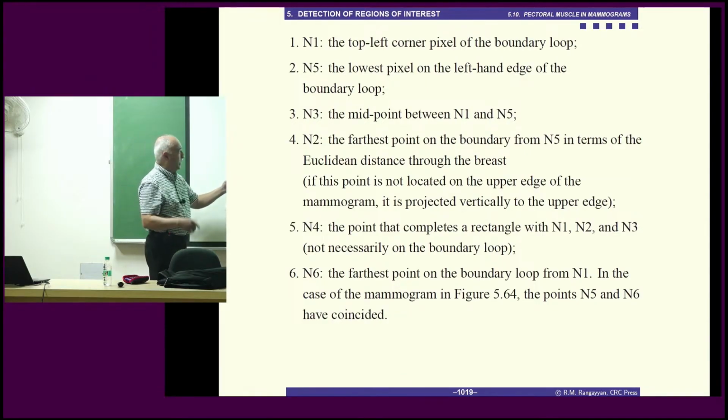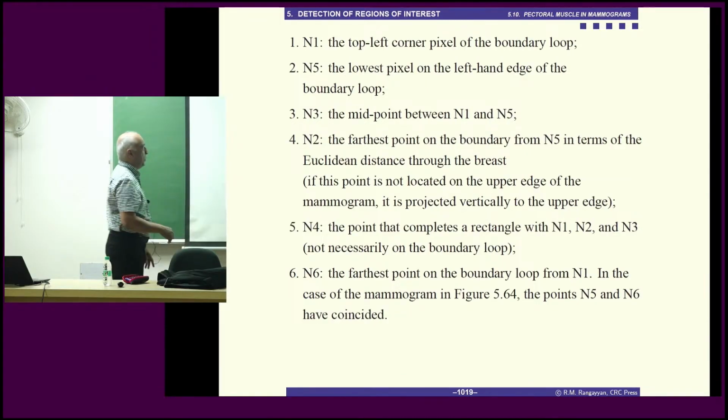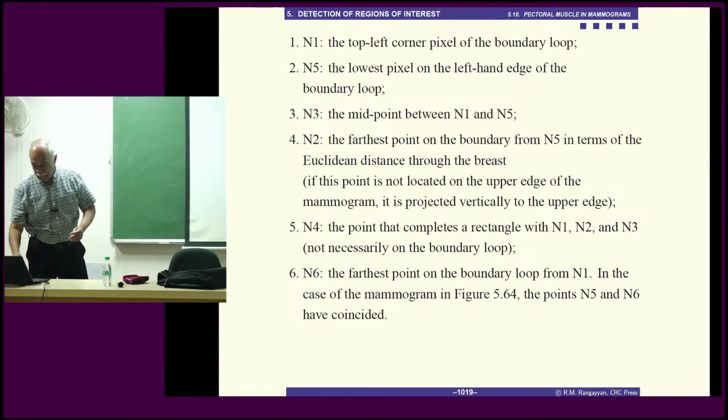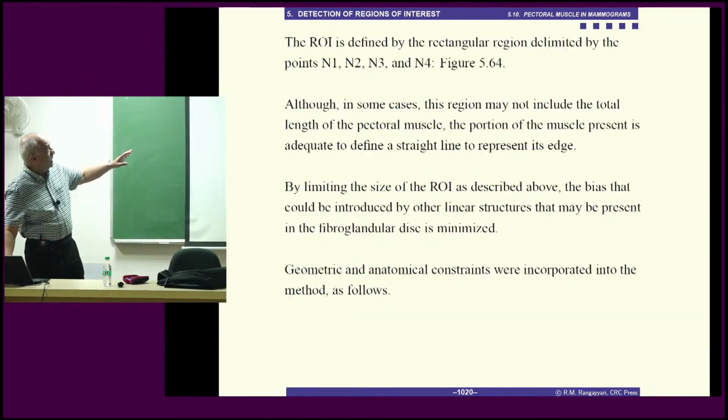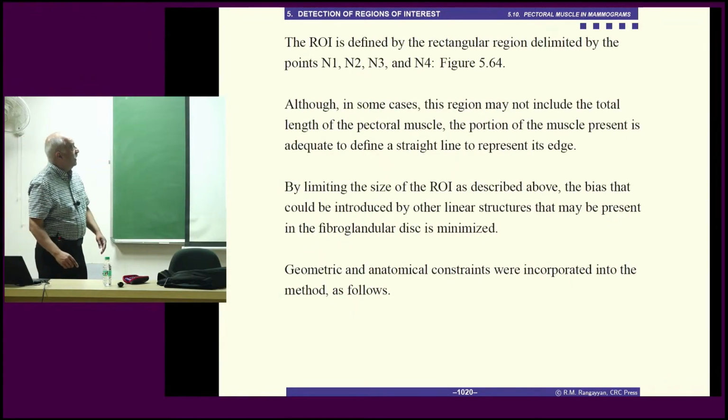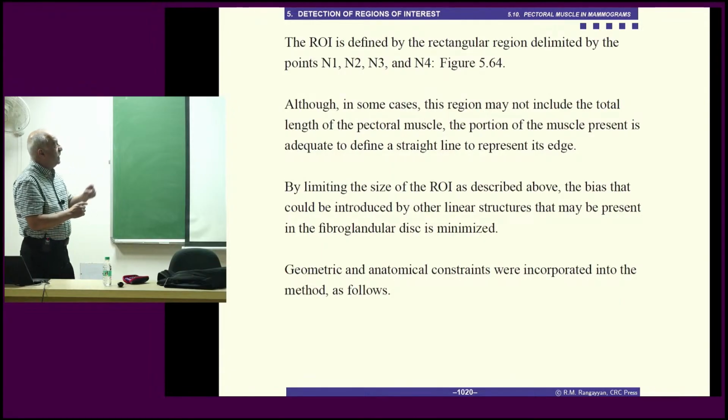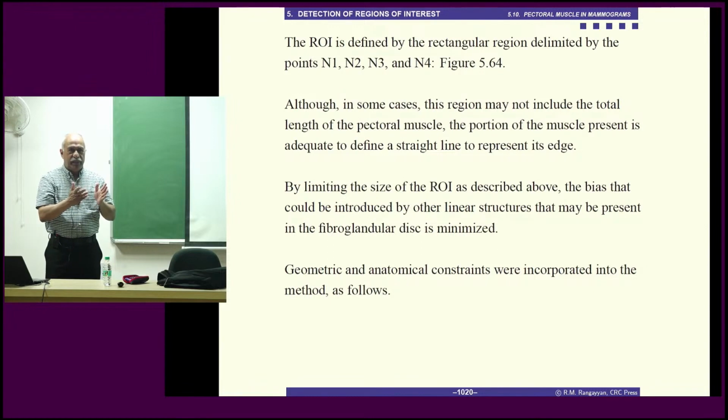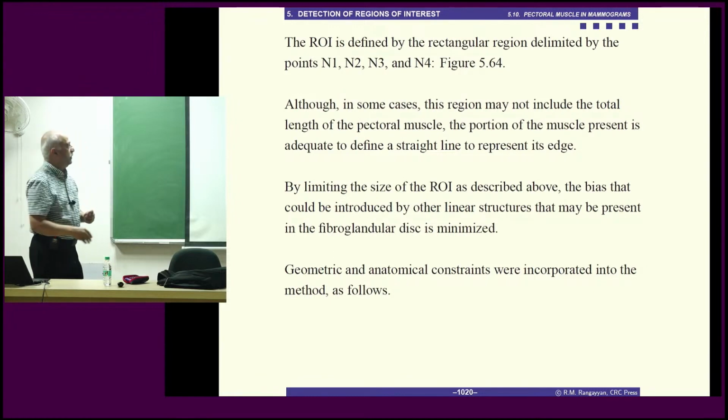And that could be inside the breast. And N6 is the farthest point on the boundary loop from N1. So these are the definitions. And the region of interest is defined by that rectangle. We don't need the entire pectoral muscle to fit a straight line. We take a part and fit a straight line to that edge.